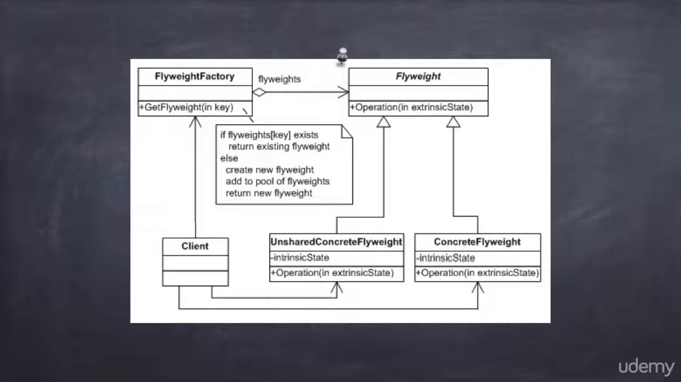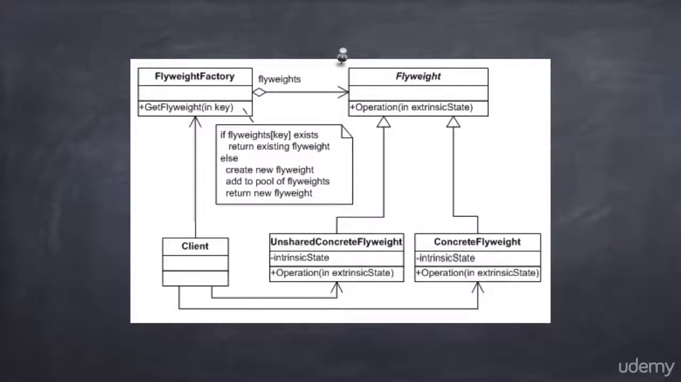The pattern uses an abstract base class called Flyweight. This class has a single method called operation, and you can see that it expects the extrinsic state as an argument. The client always has to provide the extrinsic state for each flyweight object.